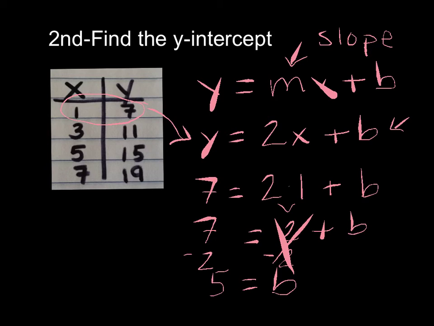So my y-intercept, also called my b, is 5.